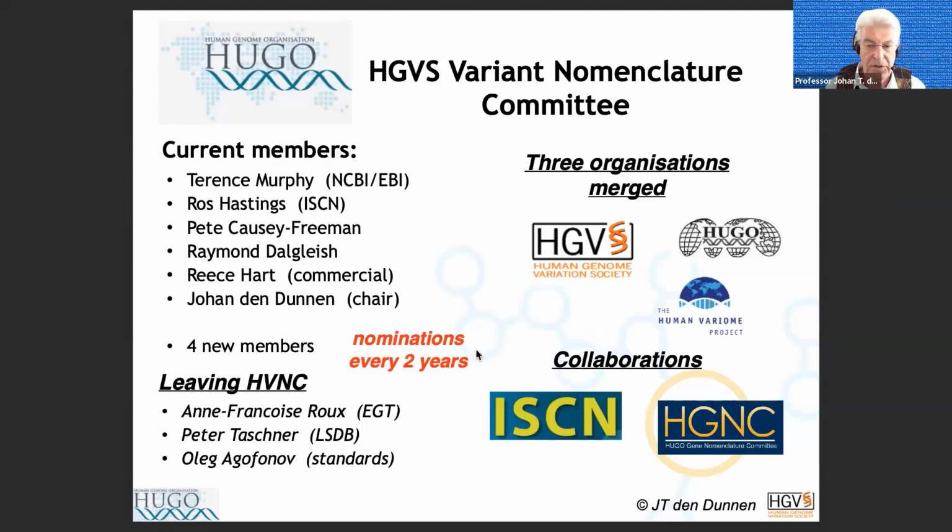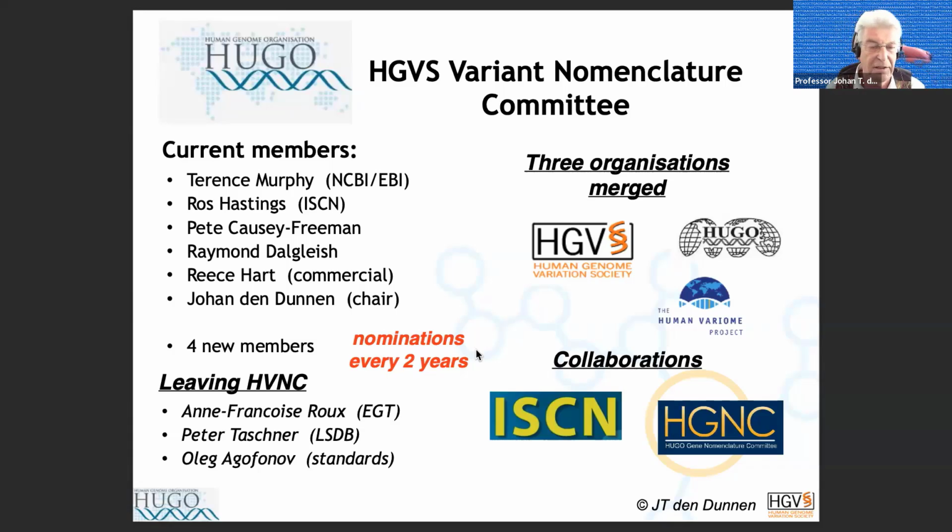The committee is collaborating with ISCN and HGNC, the Human Gene Nomenclature Committee. The collaboration with ISCN is, for instance, why one of the current members is Ross Hastings, who is the chair of the ISCN committee. And I am, as the chair of the HGVS Variant Nomenclature Committee, a member of the ISCN committee. The other members we have at the moment are Terence Murphy. He represents NCBI and EBI, so the big databases. Pete and Raymond Douglas are members.